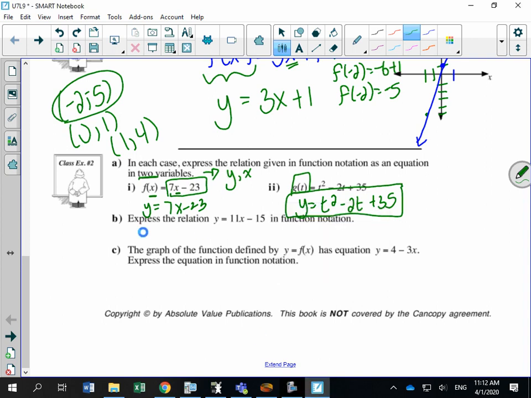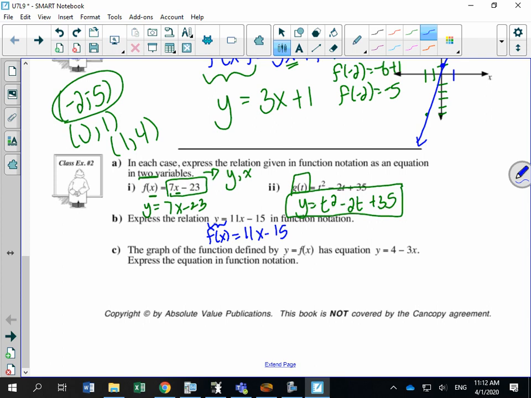Okay, B says express the relation y is equal to 11x minus 15 in function notation. So for function notation, take out the y, and that becomes f of x is 11x minus 15. So another thing we're doing in this lesson is writing from xy notation to function notation. And if I give you a function notation, can you write in xy notation? That would be my answer for B.